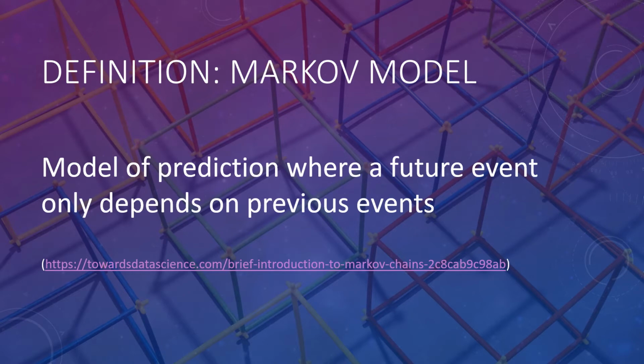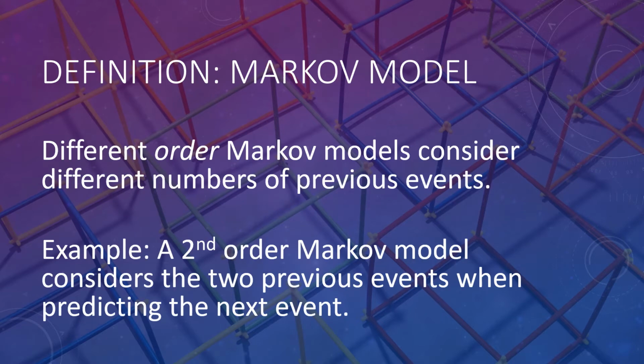First, let's define Markov models. Markov models are a model of prediction where a future event only depends on previous events. Different order Markov models consider different numbers of previous events in the prediction model. For example, a second-order Markov model considers the two previous events when predicting the next event. This will make more sense as we walk through an example with text generation.